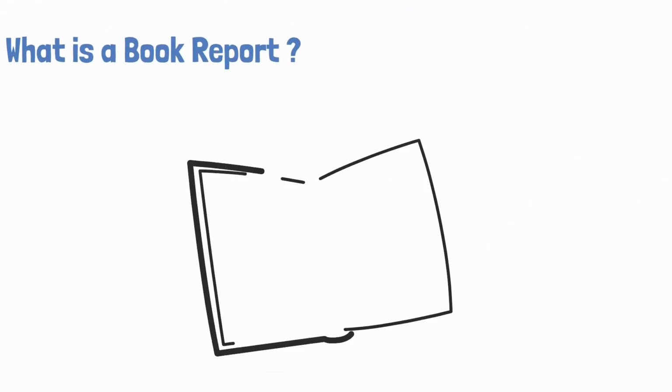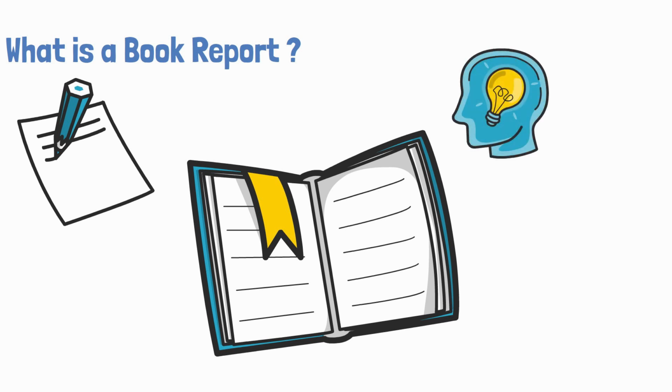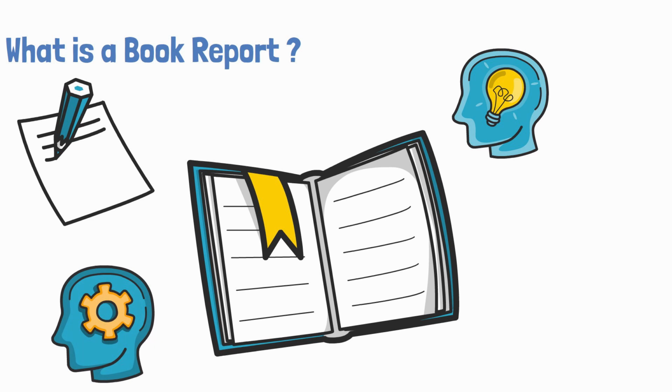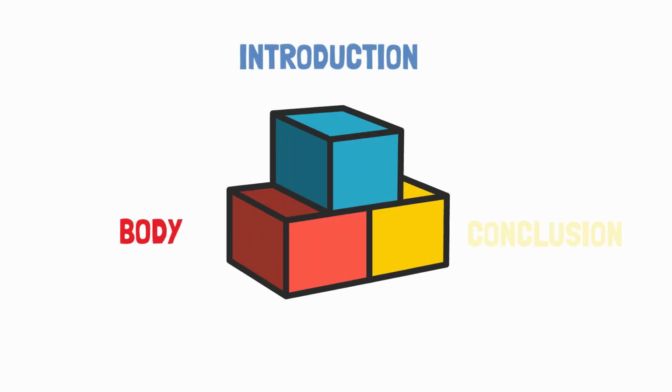Alright, so first things first, what is a book report? A book report is basically an essay discussing the contents of a book. It is a written composition that describes, summarizes, and evaluates a work of fiction or non-fiction. A book report is similar to an essay, therefore the structure more or less is the same. The structure of a book report has three parts: the introduction, the body, and the conclusion.